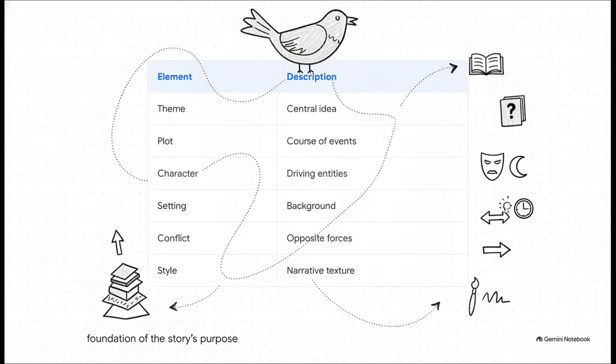Taking a bird's eye view for a second, we have 6 vital elements: theme, plot, character, setting, conflict, and language or style. Honestly, you can think of this list as the connective tissue of literally any narrative. You simply cannot have a compelling story without these 6 things interacting with each other. So let's break down exactly what each one means, starting right at the foundation.